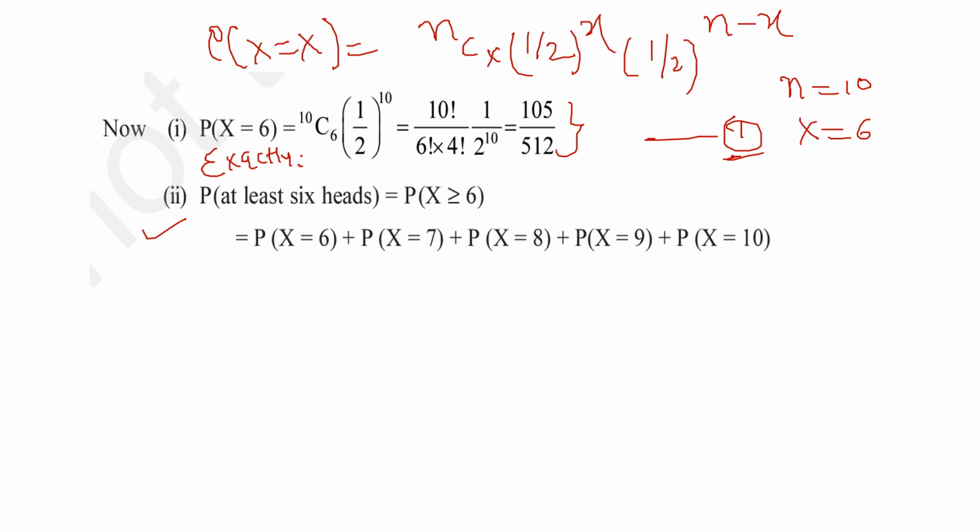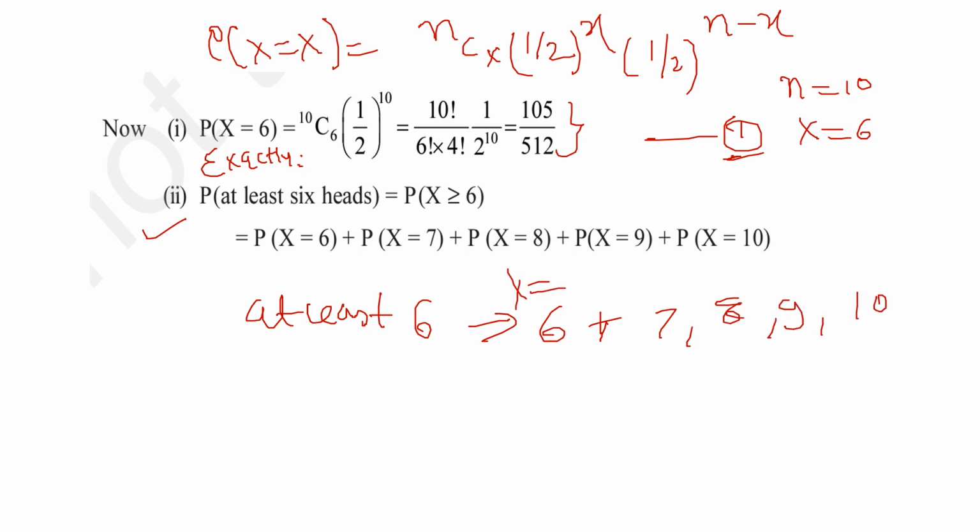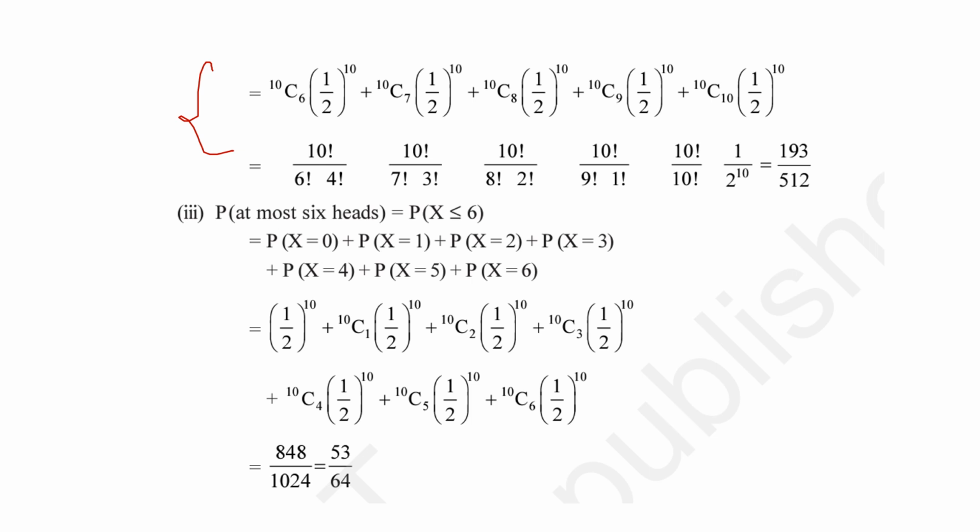Now the second case, where at least 6 heads. So at least 6, we can write 6, 7, 8, 9 and 10. So we have all possibilities 6, 7, 8, 9 or 10. In each case we will put this equation and we'll get the result. After putting all values we will get the result 193 divided by 512.